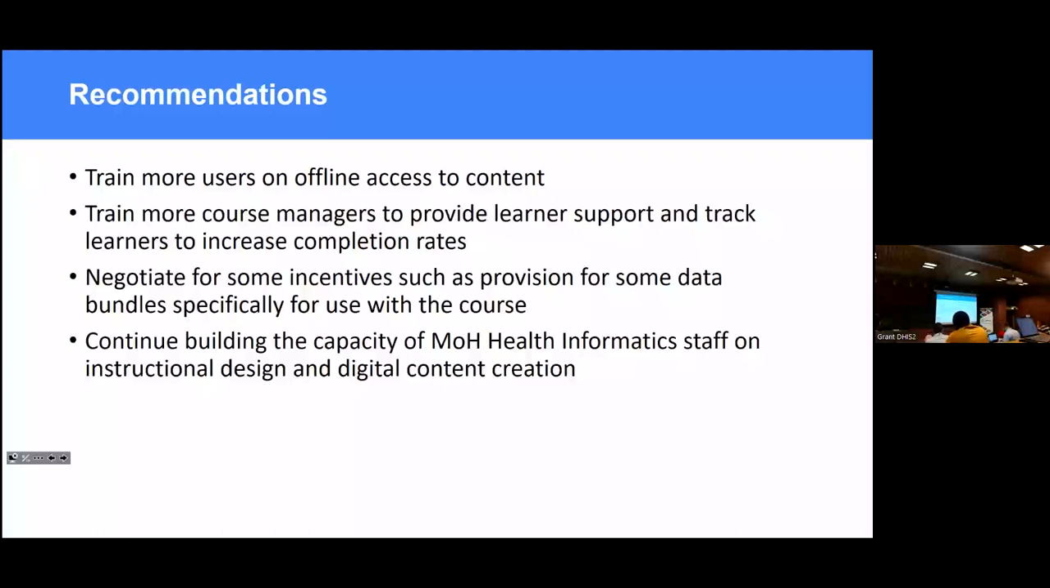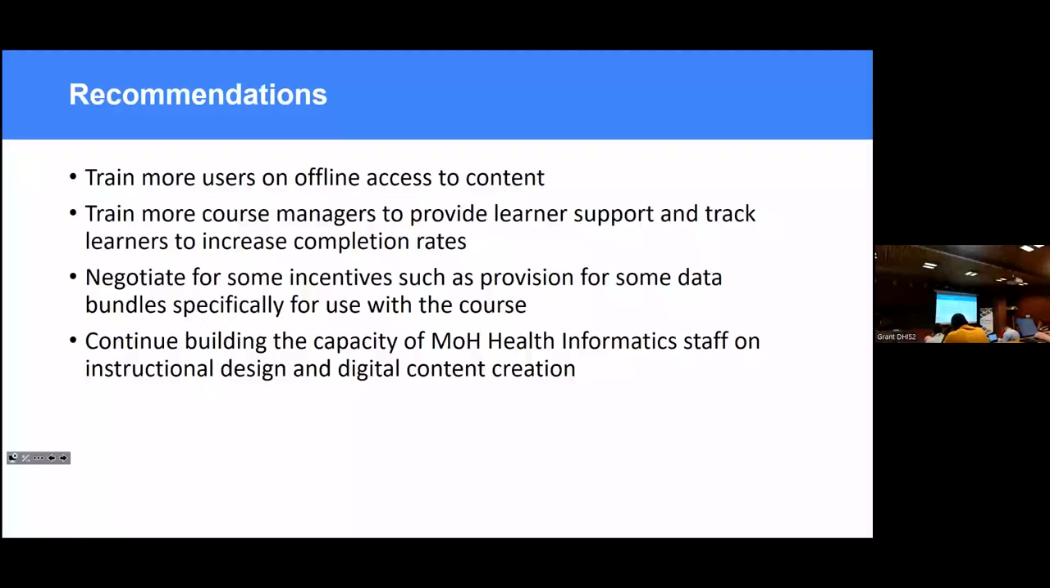Like we've already seen, when there is a small incentive, it could be that certification or CPD points, you'll notice that there is improvement in terms of completion. Initially, when this course was rolled out, we didn't have the CPDs, we didn't have certification, but the moment certificates were issued, we started seeing the completion rates going up. And sometimes other incentives could be like provision of data bundles, because we have also the content in video format, which is a bit heavy for a number of users.